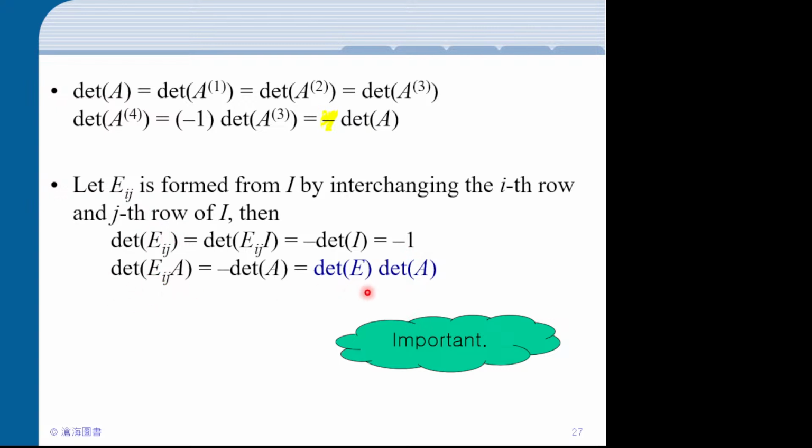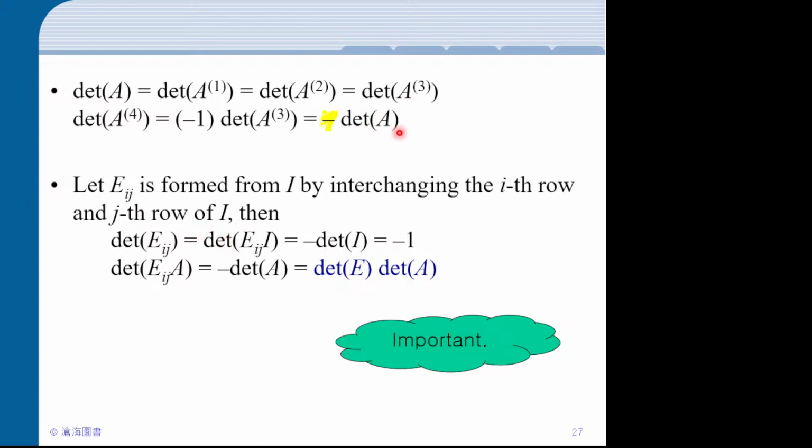What's the determinant of E_ij? Here we cheat a little bit, although you can also do cofactor expansion and get the same result. We say the determinant of E_ij is the determinant of E_ij applied on the identity matrix, and that should be -1 times the determinant of the identity matrix.